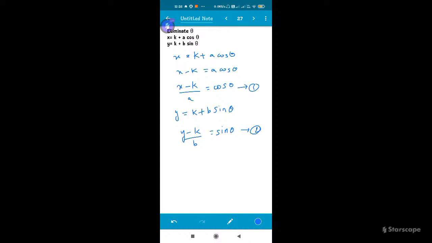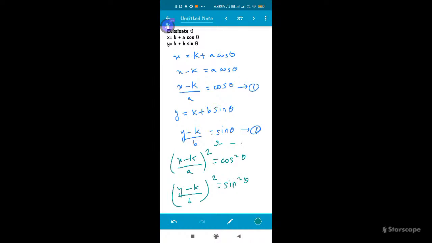So if I square equation 1, what will I get? I'll get x minus k by a whole square is equal to cos square theta. Both the sides are getting squared. You have to write squaring equation 1 and 2. I'm not writing here. It's difficult to write because of this greasy screen today. So whenever you are doing it, write it in your copy. Squaring equations 1 and 2. Similarly, when we square equation 2, we are getting y minus k by b whole square is equal to sine square theta. So now we have the square relation right in front of our eyes.